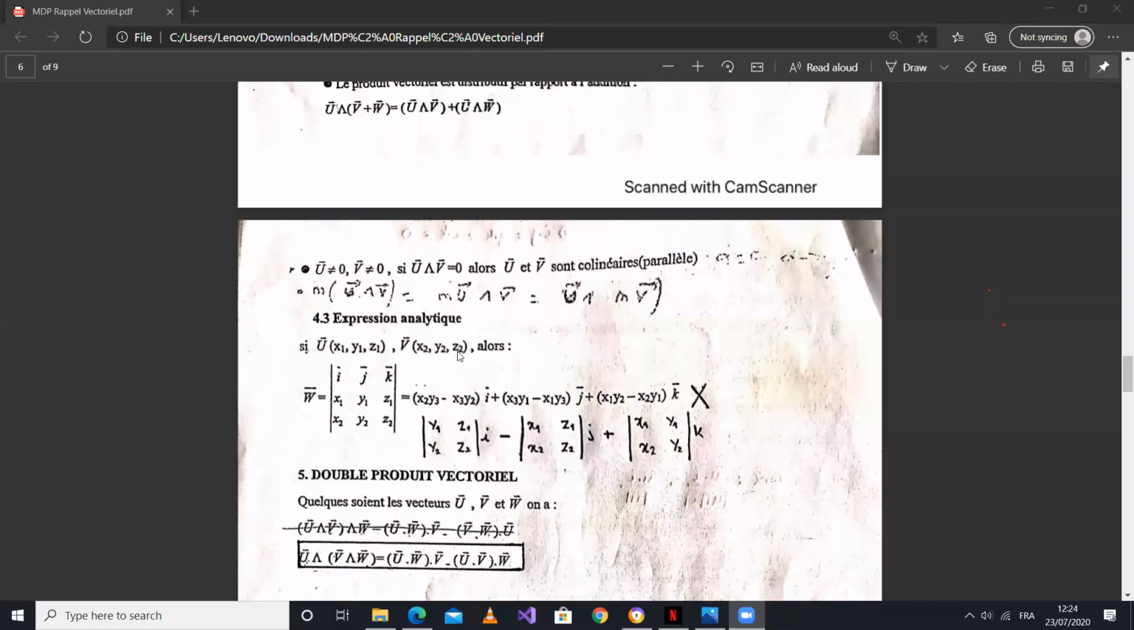How to come up with the matrix. When coming up with the matrix, number one, you get the base vectors. The first row of the matrix is going to contain the base vectors, E, G, K. In the first row, you get the base vectors. When you write the base vectors, the second row is going to contain the coordinates of the first vector.